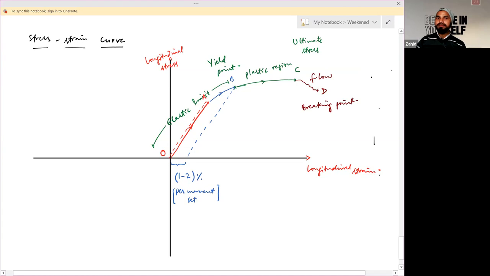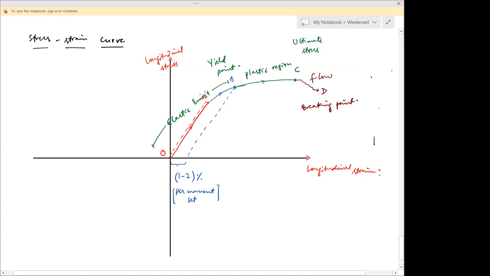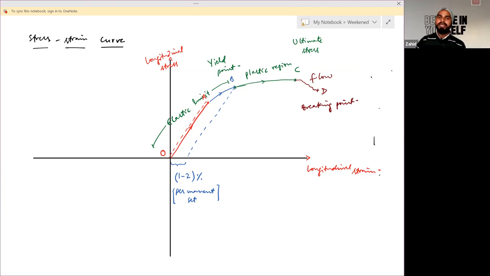Is it clear? Yes, sir. Abdul Wahid, any doubt from this graph?